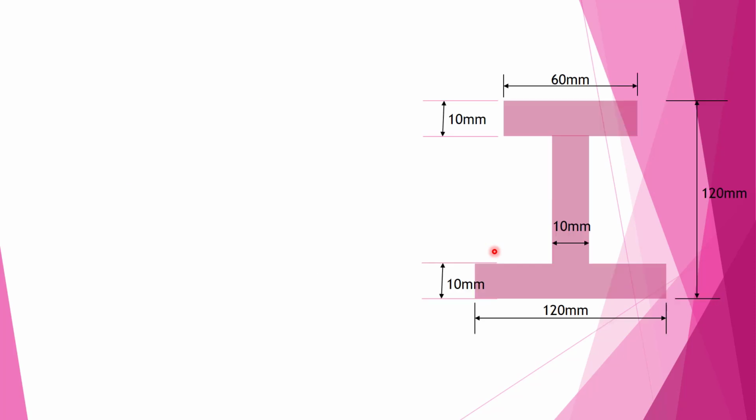So this is the I section which is given in the question. This composite section consists of three simple rectangular sections. The first rectangular section, the second rectangular section, and the last one is the third rectangular section. The topmost rectangular section is known as the top flange of the I-beam. The dimension is given as 60 mm by 10 mm. The bottommost rectangular section is known as the bottom flange of the I section. The dimension is 120 mm by 10 mm. And the rectangular section between these two flanges is known as the web of the I section, and the dimension will be 100 mm by 10 mm.